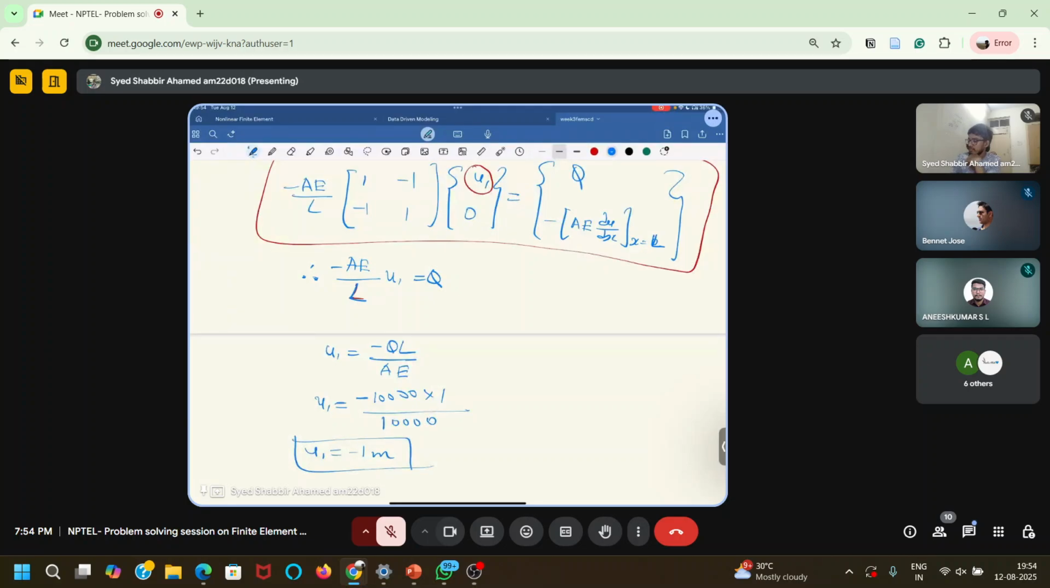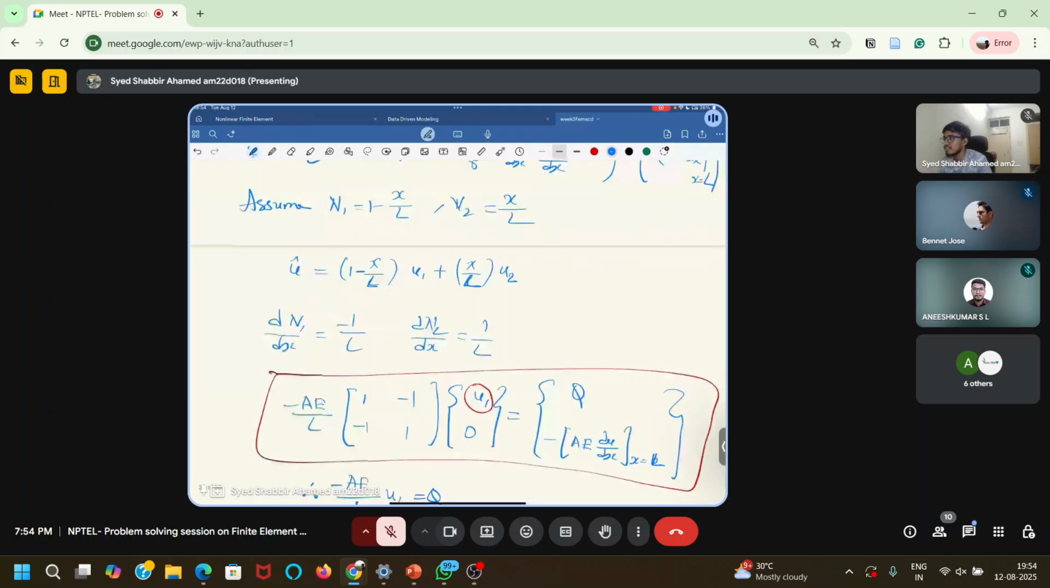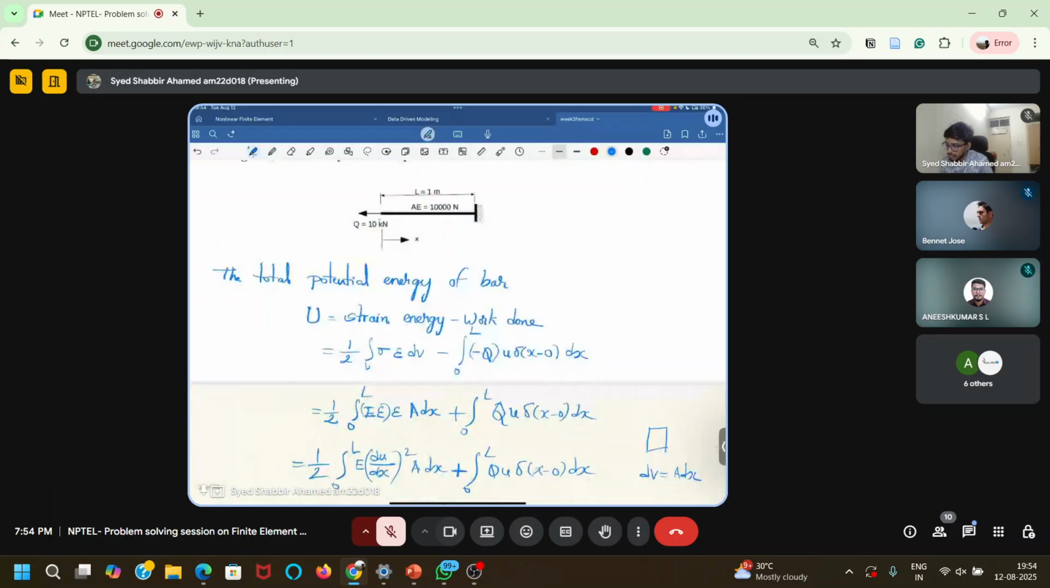Whatever load we are applying here, this is U1, this is U2, U2 is 0, and you are applying some force Q, 10,000 newtons. If you apply this load on this bar, you will get a deflection of minus 1 meter because you are applying it in the negative x direction. You will get negative elongation, which is minus 1. This is very high, not practical, but not a big issue. So this is how we will solve our problem.